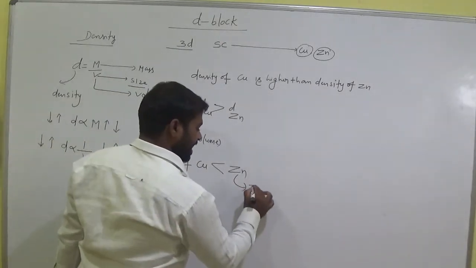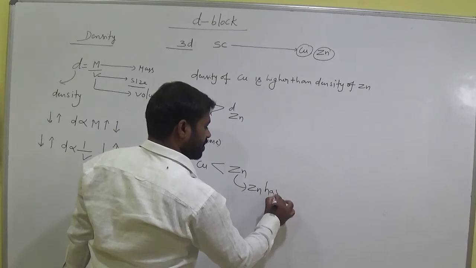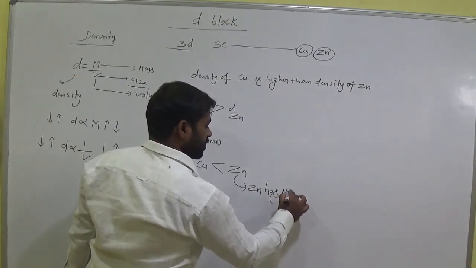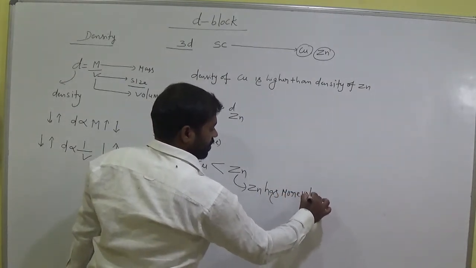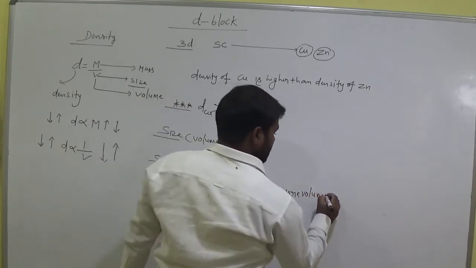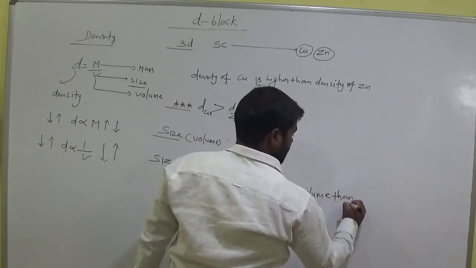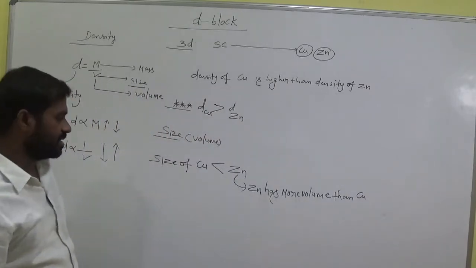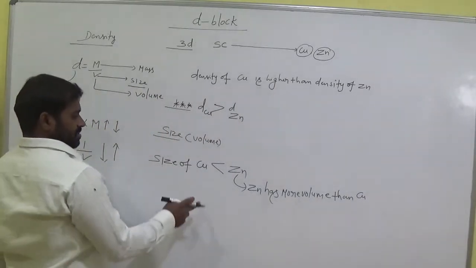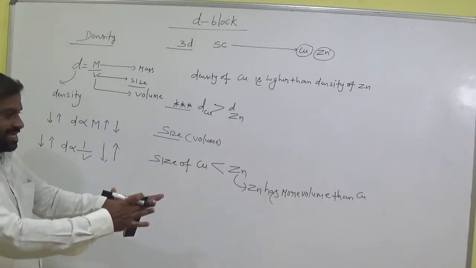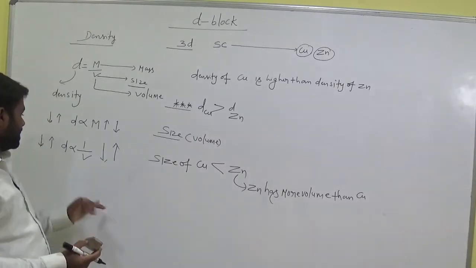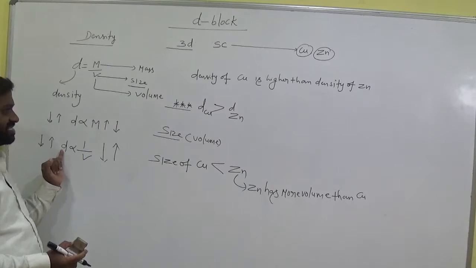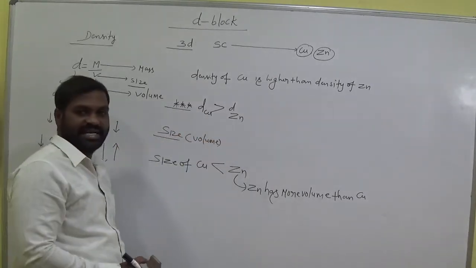That means zinc has more volume than copper. Okay, clear? So zinc has more volume. That's why: more volume, less density. So zinc has less density.